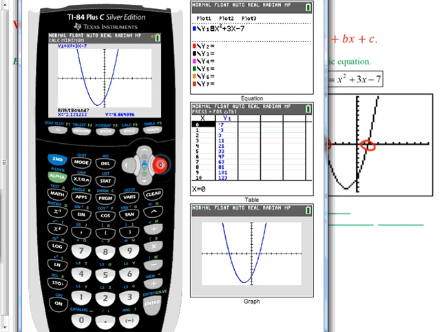I'm going to get to the right of it. I'm going to hit enter. I'm going to get right on top of it. And the third enter gives you the answer, which is negative 1.49999.